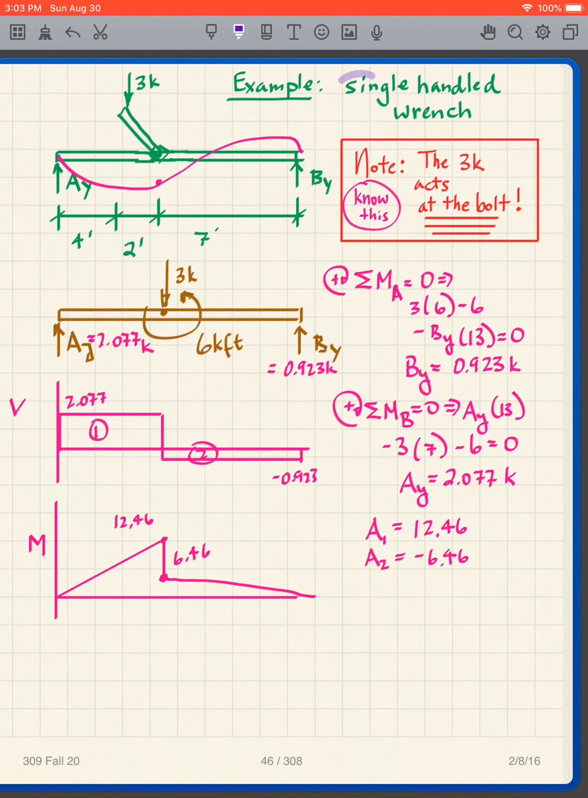Okay, what about a single-handled wrench now? So this is just a single handle. Well, now that puts a little bit of a change into it. I've got my bolt here, and now what do I have? Now I just have 3 times 2, 6. I don't have the balancing upward force on the other side. So what does that mean?